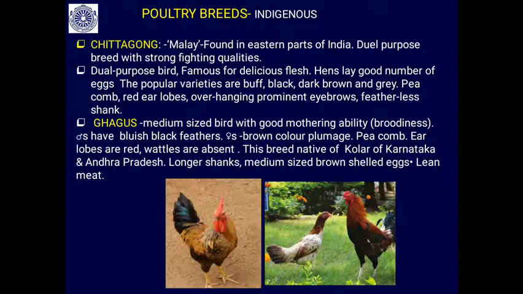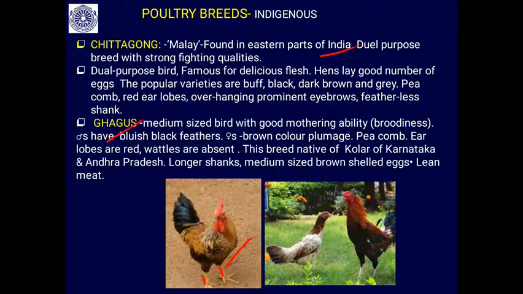Chittagong. As the name itself suggests, it is found in the eastern parts of India. It is called a Malay bird, a dual purpose breed with strong fighting qualities. This bird is famous for delicious flesh, and hence lays a good number of eggs. The popular varieties are buff, black, dark brown and grey. They have a pea-comb, red earlobes, overhanging prominent eyebrows, and a shank region that is not covered with feathers.